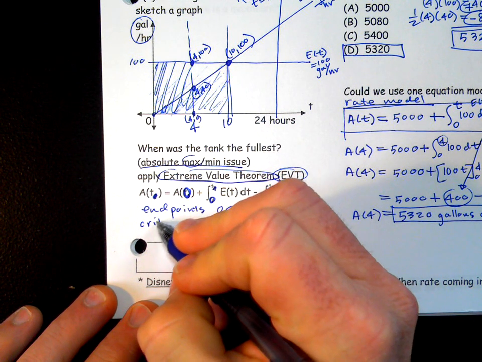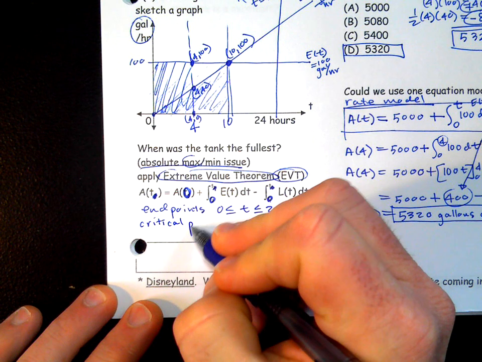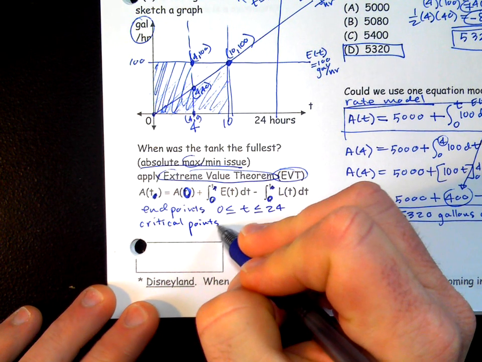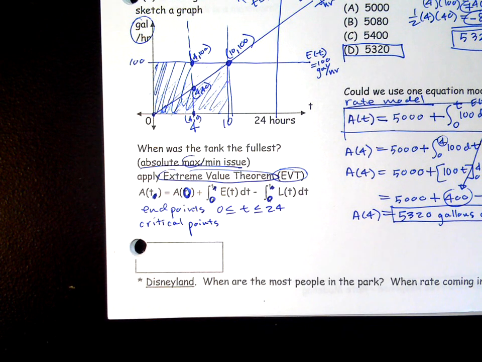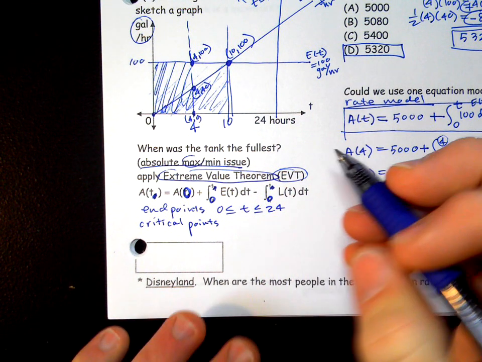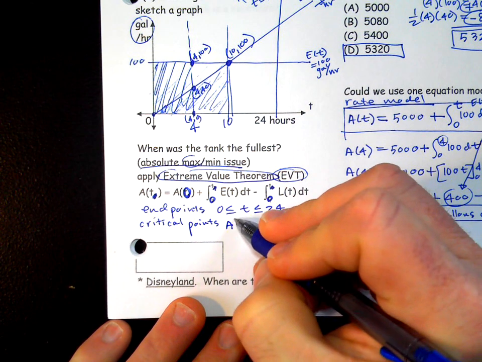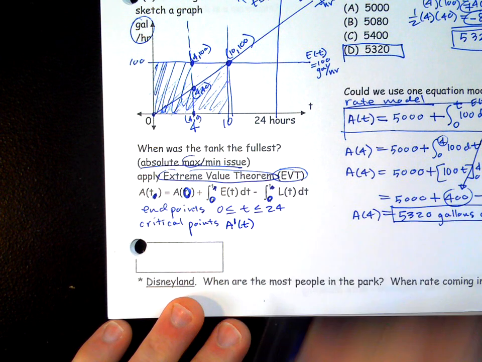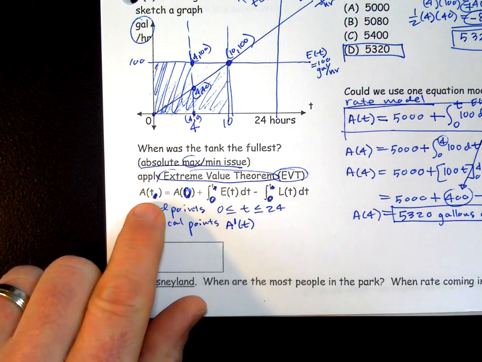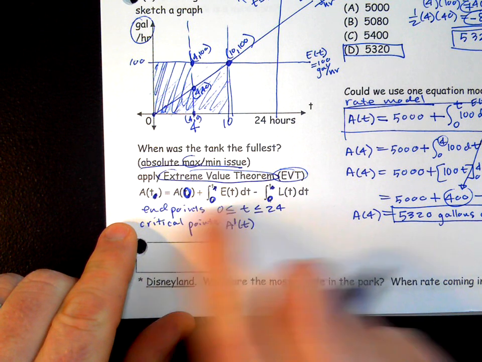We need critical points. Now, how do we find critical points? Again, this is a question we haven't talked about for a while, so this is just good review anyways. And this is a big deal. Critical points are places where the derivative equals 0 or is undefined. So we have to take the derivative of the thing we're trying to find the maximum of, the derivative of the amount. So we're going to take the derivative of this whole equation.